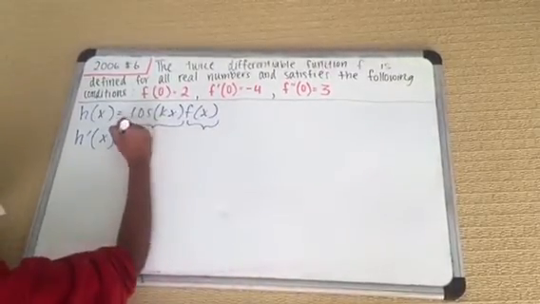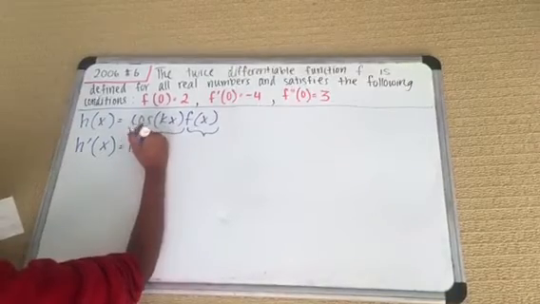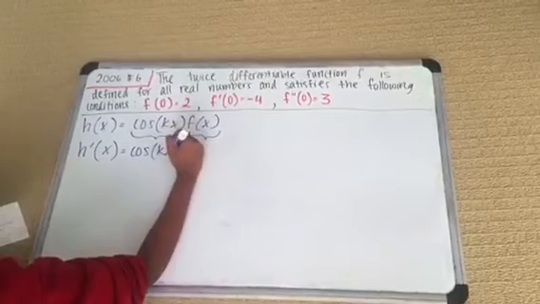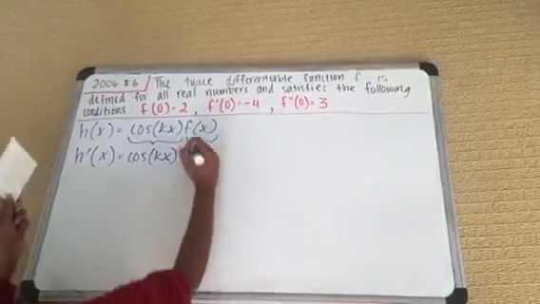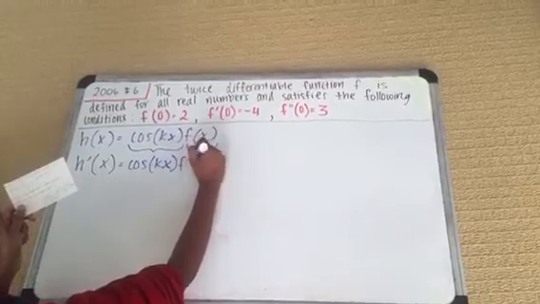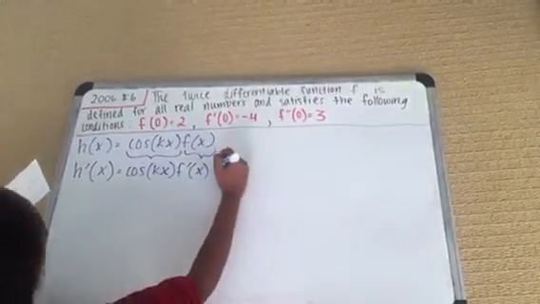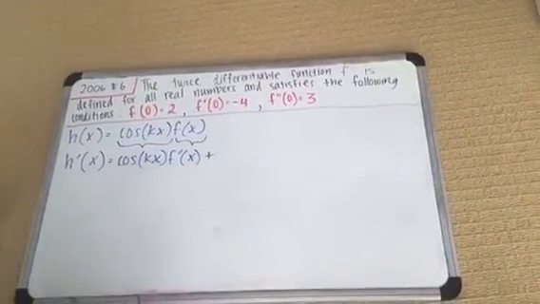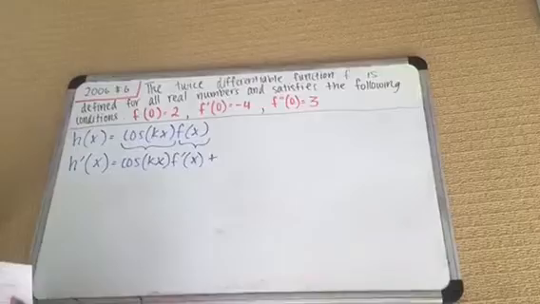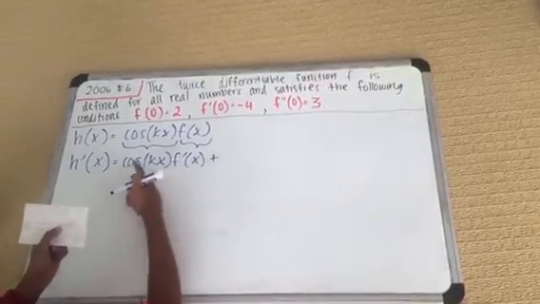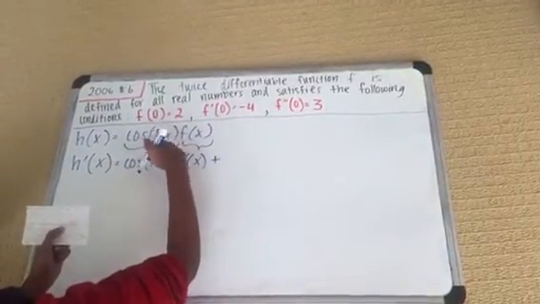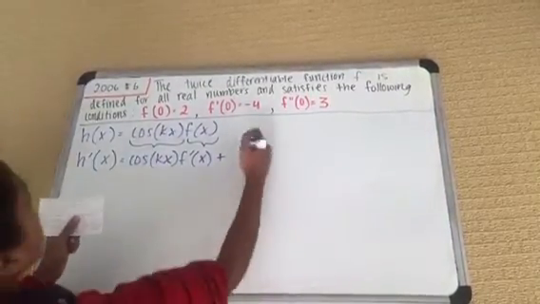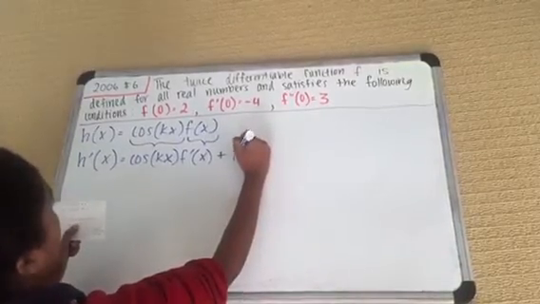So first we will leave cosine of kx as it is, and then we will multiply that times f prime of x, because that's the derivative of f of x. And then we would add that to the derivative of cosine of kx, where we would bring the k to the front because it's the derivative of the inside function. So k is at the front.